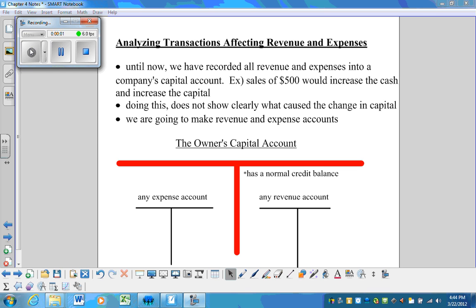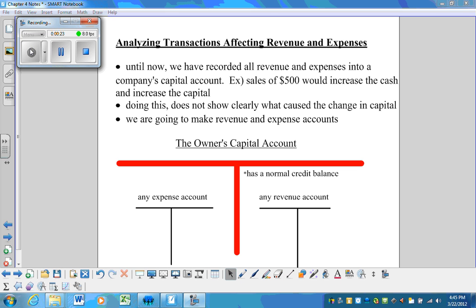Okay, so here's the second part to chapter 4. Up until now, we recorded all revenue and expenses into the company's capital account. For example, if we had sales of 500, we would increase the cash and we would increase the capital. Doing this does not show clearly what caused the change in capital. We want to be more specific in our accounting records.